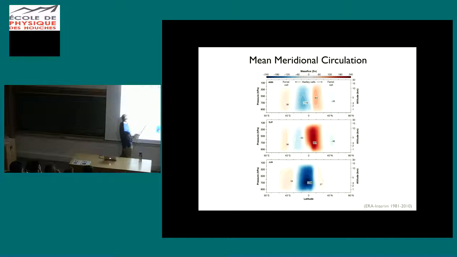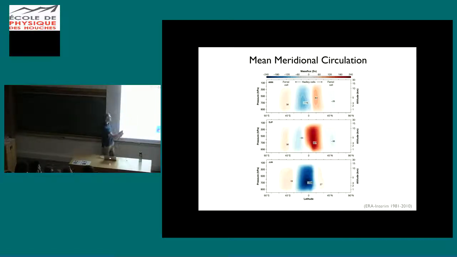So here you have a Hadley cell, rising air near the equator, going across the equator to the opposite hemisphere, sinking at just around 30 degrees. And that's just a place where winds change sign at the surface, and that's no coincidence. It has to be that way because of something called Ekman balance that I won't go through. And same in the opposite hemisphere. At just around 30 degrees, you have sinking motion in the Hadley cell.